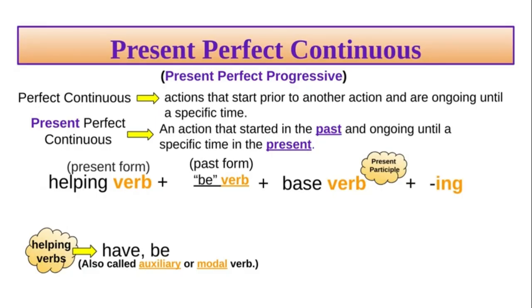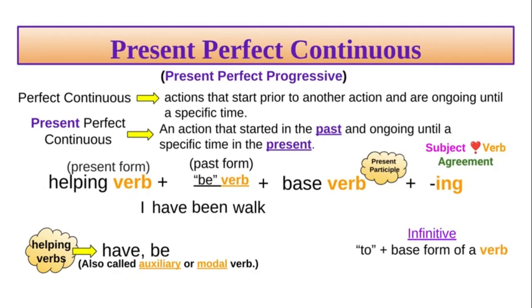Here is a sentence using the first person singular pronoun I. The present form of the helping verb have. The past form of the helping verb be, been. The base form of the infinitive to walk, with an ing ending to meet that present participle. Okay. And here we have a sentence. I have been walking to school.